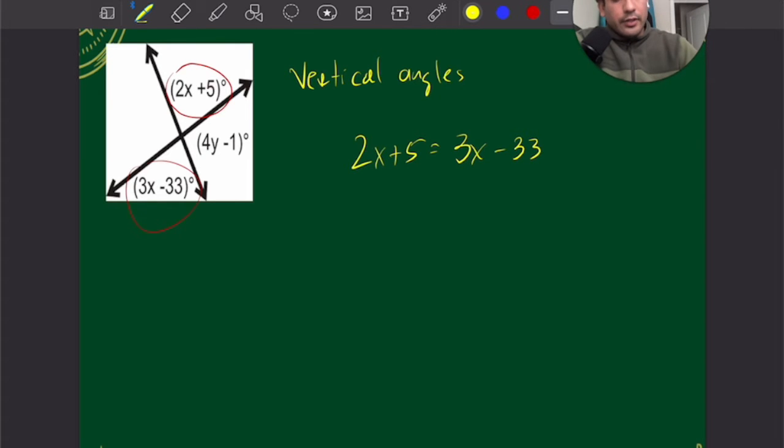And now notice you have a 2x on one side, 3x on the other side. We got to combine those things. So I'm going to go ahead and subtract the 2x from the other side. I get 5 equals x minus 33. One last step.